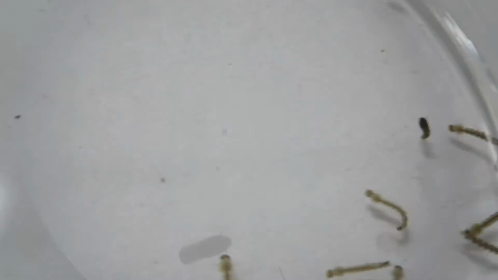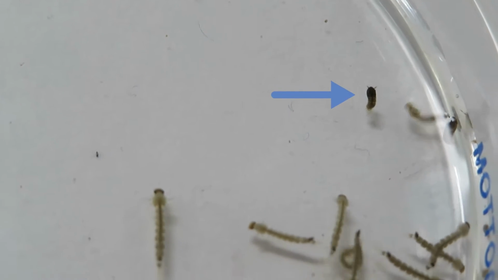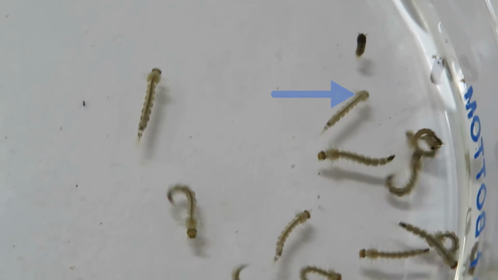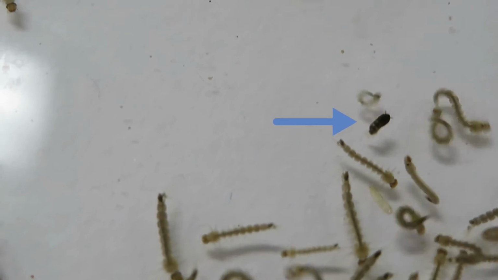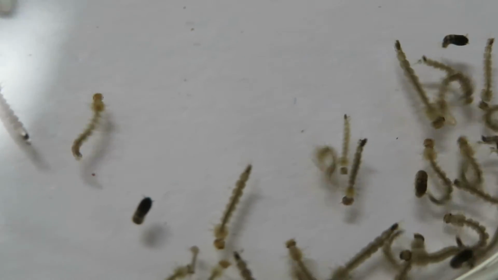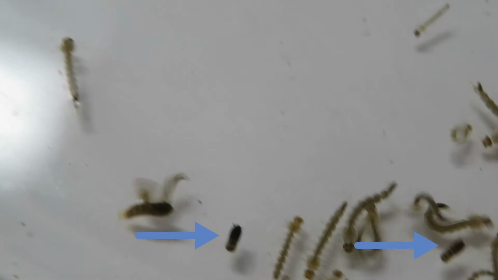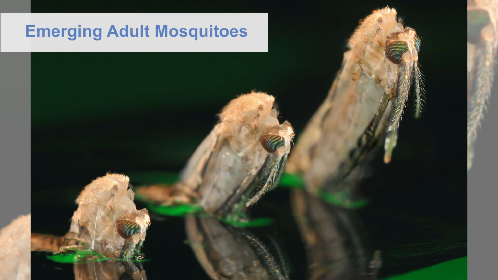pupa. Pupae are known as tumblers because of the way they tumble in the water to move. During the pupal stage, the mosquito is not feeding and is considered a stage of maturation for the mosquito before it finally emerges as an adult. After 1 to 4 days, the pupa will emerge as an adult.